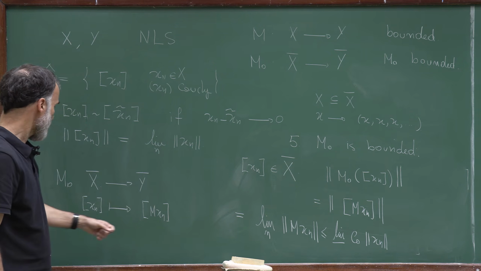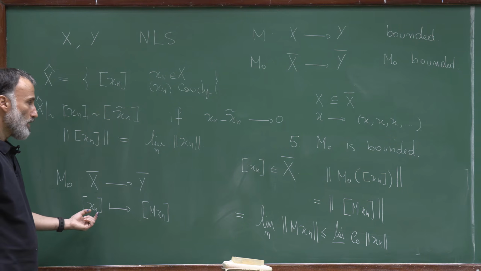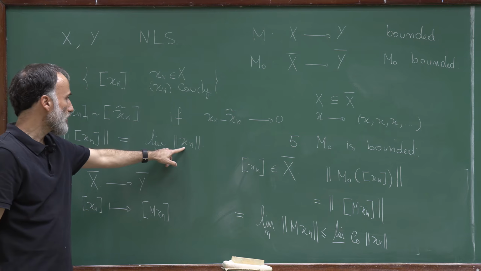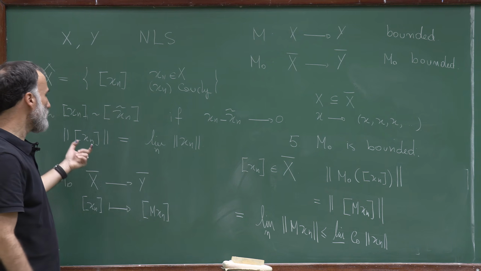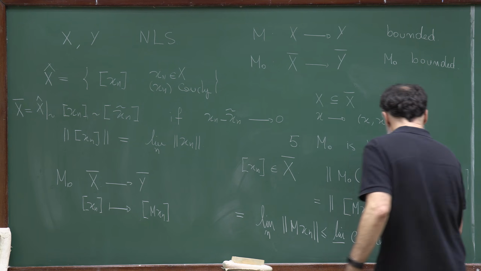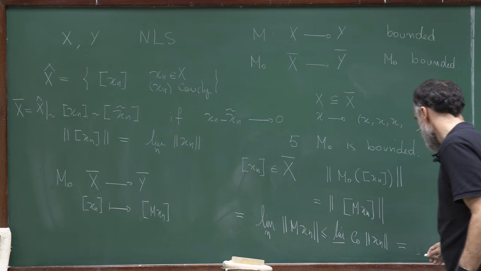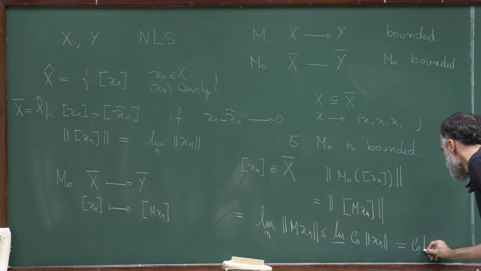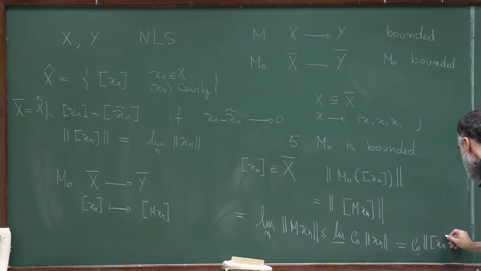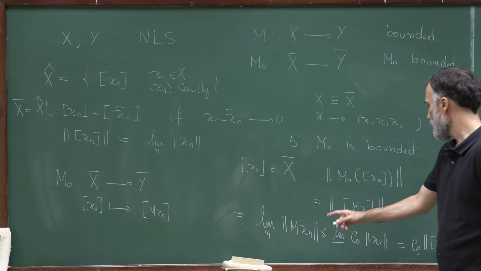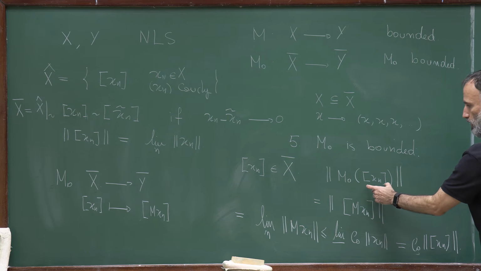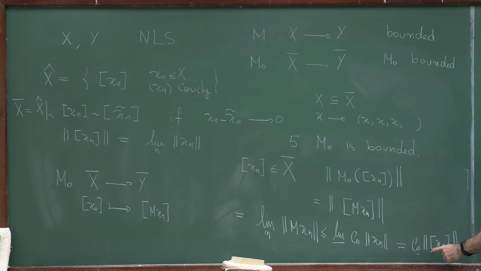But xn is a Cauchy sequence, so the norms of xn converge, and the limit of the norms is the norm of the equivalence class. So this is equal to C0 times the norm of the equivalence class of xn, and therefore the norm of M0 of this equivalence class is bounded by C0 times the norm of this equivalence class, and this proves that our extension is bounded, and it's bounded by the same constant.